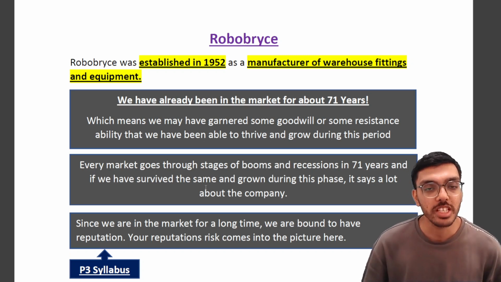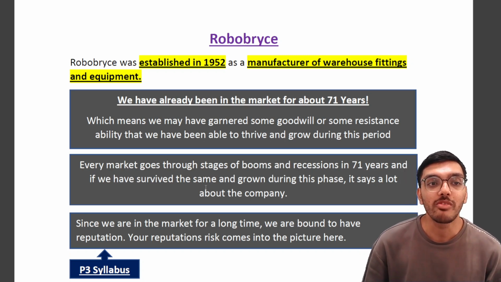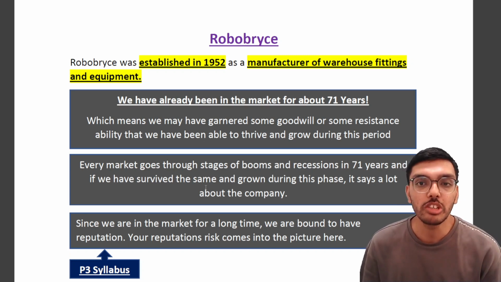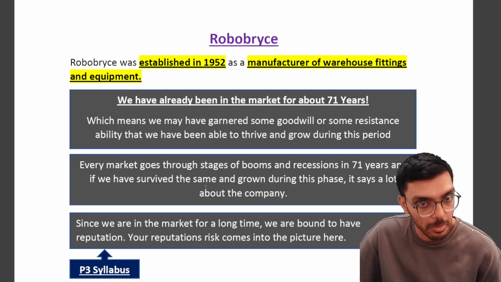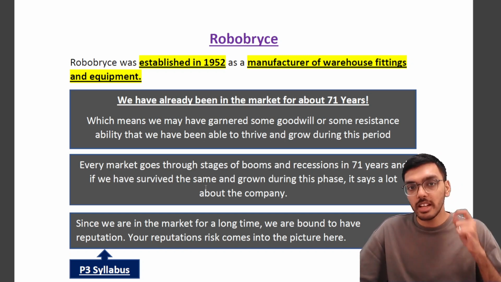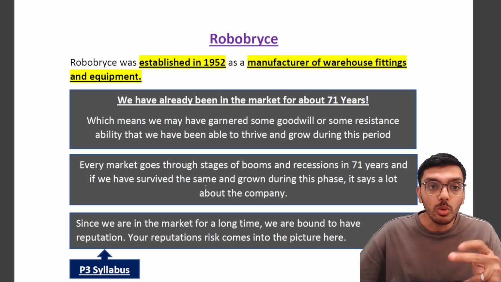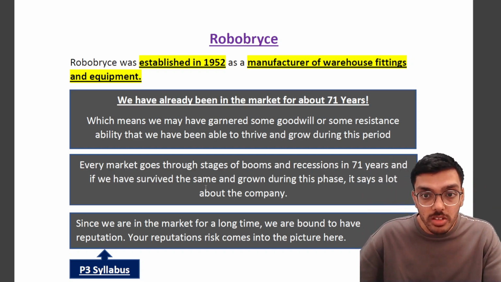So Robobryce was established in 1952 as a manufacturer of warehouse fittings and equipment. So our traditional job is to manufacture warehouse fittings and warehouse equipment. But one important thing to note is that we have been in the market since 1952. So we have already been in the market for 71 years.